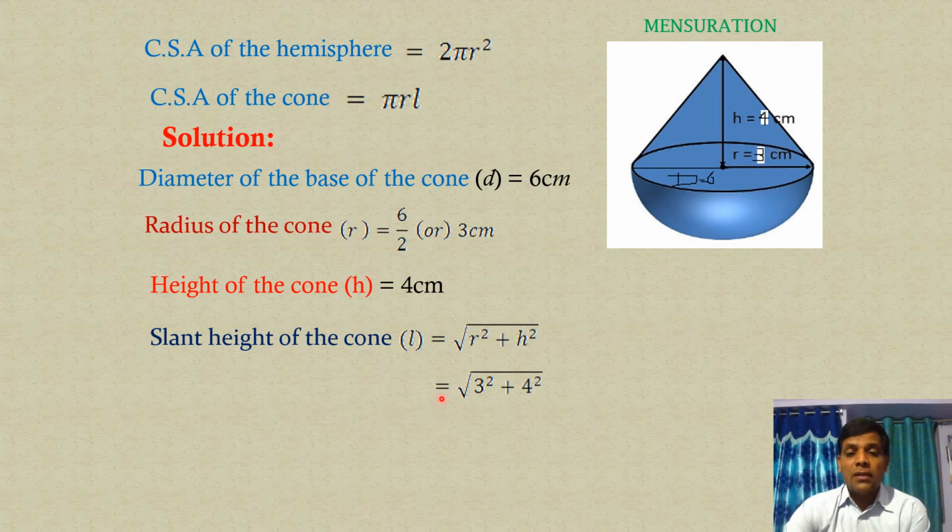Next step, root over 3 square plus 4 square. 3 square means 3 into 3, we get 9, plus 4 square means 4 into 4, 16. 9 plus 16, we get 25. Root over 9 plus 16 is equal to root over 25. So what is the square root of 25? 5. So that is the slant height L. L is equal to 5 centimeters.